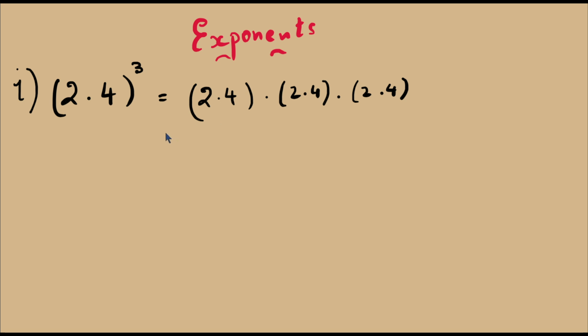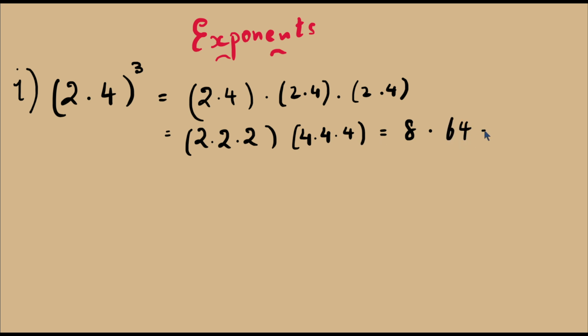And since multiplication is commutative, we'll just put all the 2's together, 2 into 2 into 2, and all the 4's together, right? So this can be written as 2 2's are 4, 4 2's are 8, 8 into 16 4's, 64. And what is 8 times 64? 8 4's are 32, 2, 3 carry over, 8, 6, 48, so 512 is our answer.